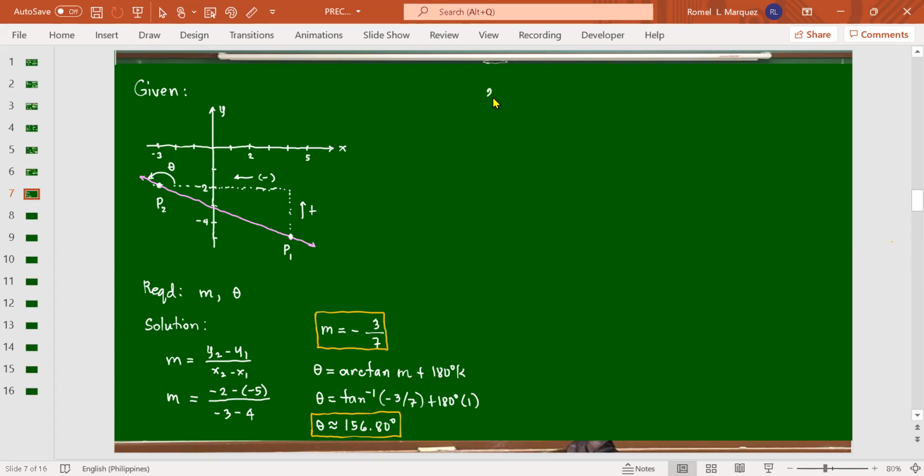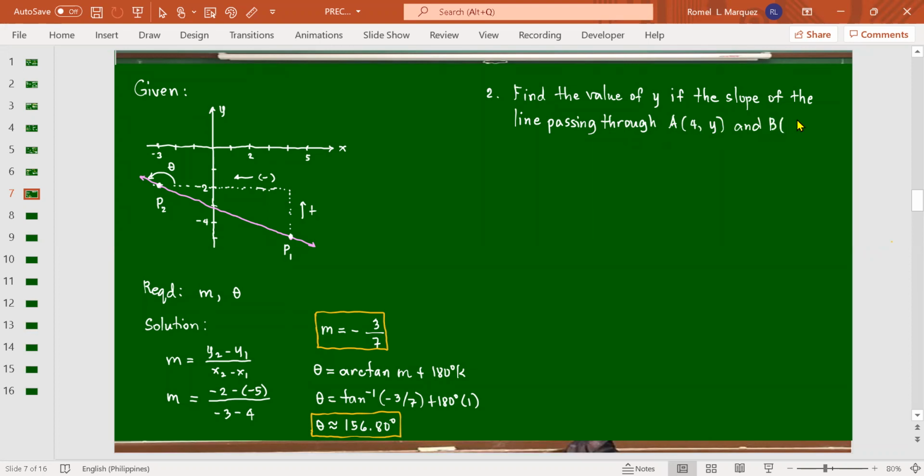Next, number 2. Find the value of y if the slope of the line passing through A, coordinates 4, y, and B, coordinates negative 5, 7, is negative 5.